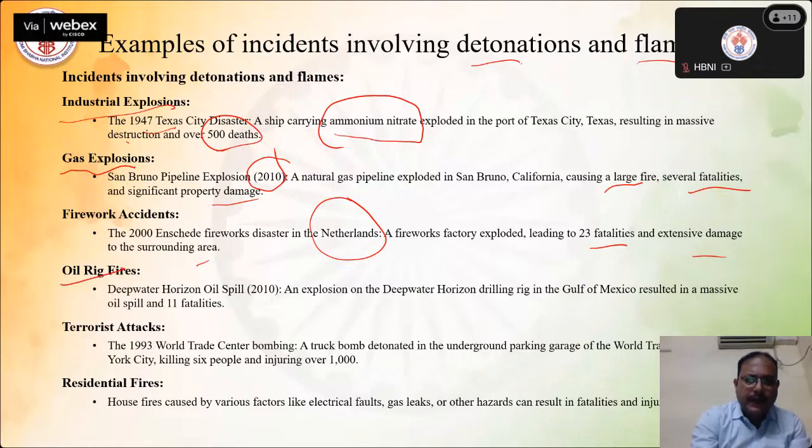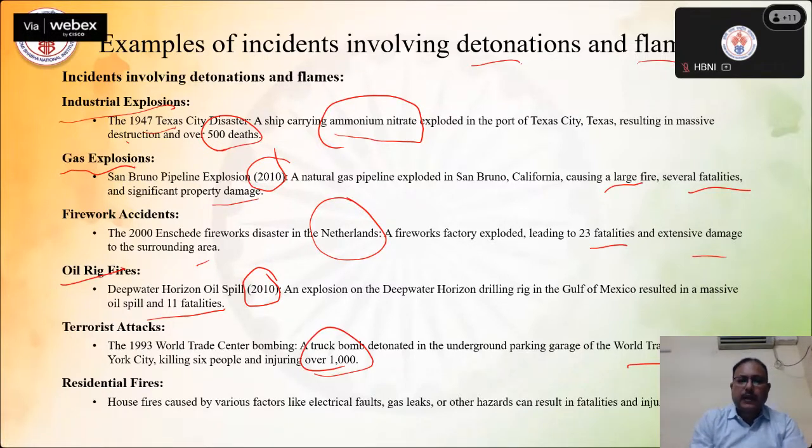Next is oil rig fire, Deepwater Horizon oil spill, 2010. Again, the data is not very old. An explosion on the Deepwater Horizon drilling rig in the Gulf of Mexico resulted in a massive oil spill and 11 fatalities. Terrorist attack, 1993 WTC bombing: a truck bomb detonated in the underground parking garage of the WTC in New York City, killing 6 people and injuring over 5,000.